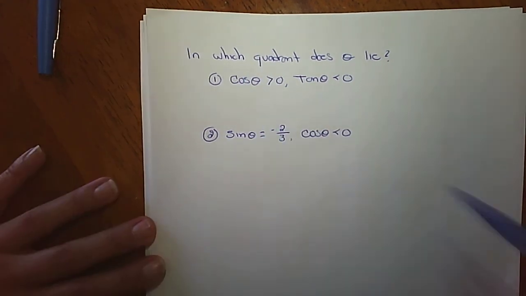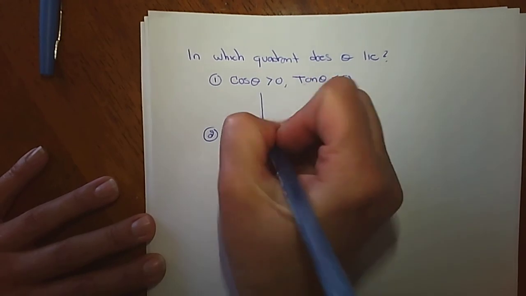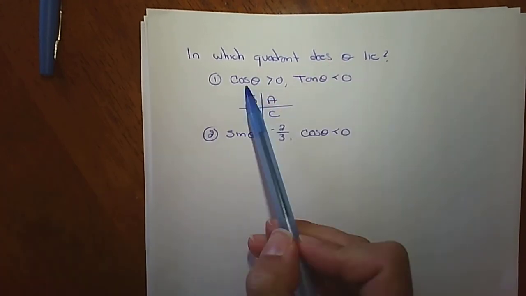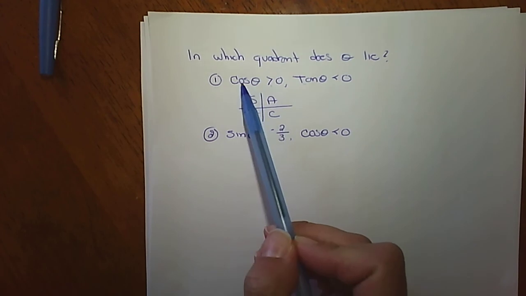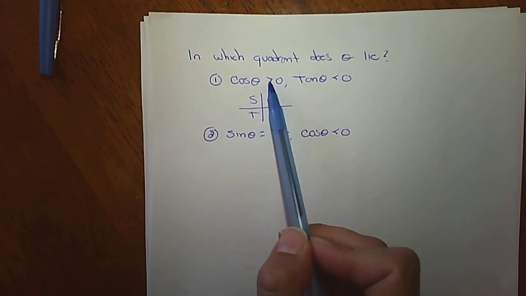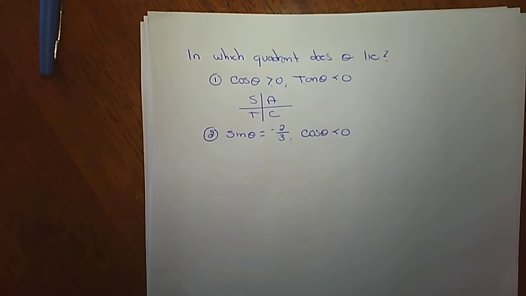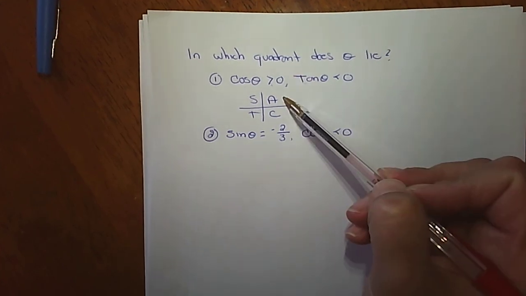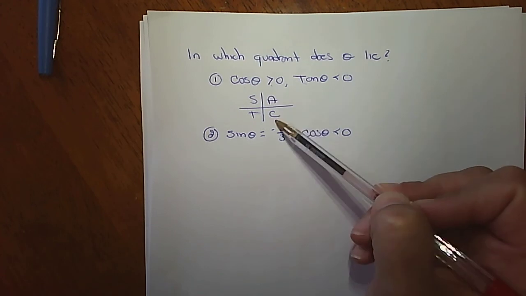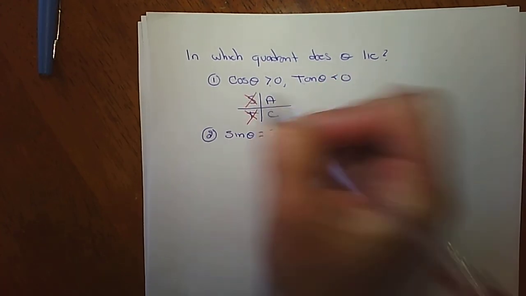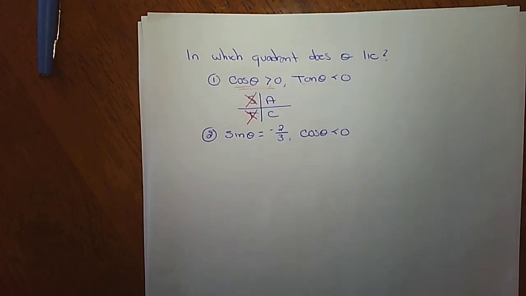In which quadrant? So for this question, I'm going to draw the grid. ASTC. All right, now let's talk about what this means. Cos theta is greater than 0. So I need cosine to be positive. And cosine is positive where the A is, because that means all are positive. Cosine is also positive where there's a C. So that means these 2 are out. Only these 2 can work for him.